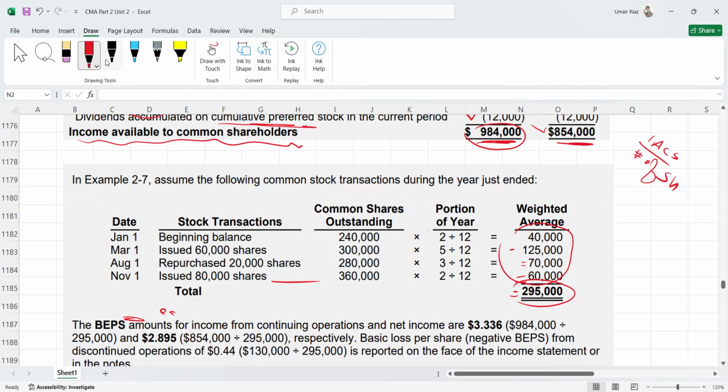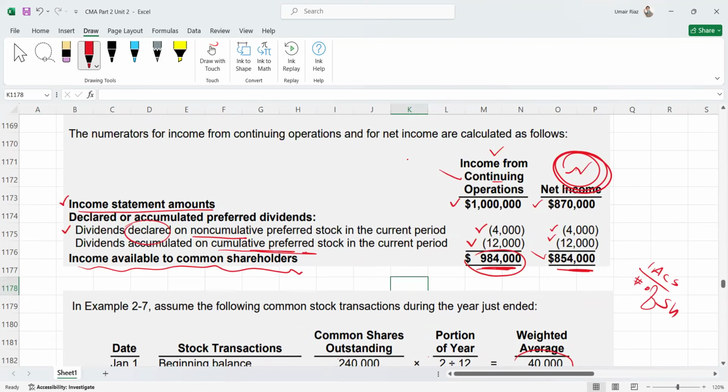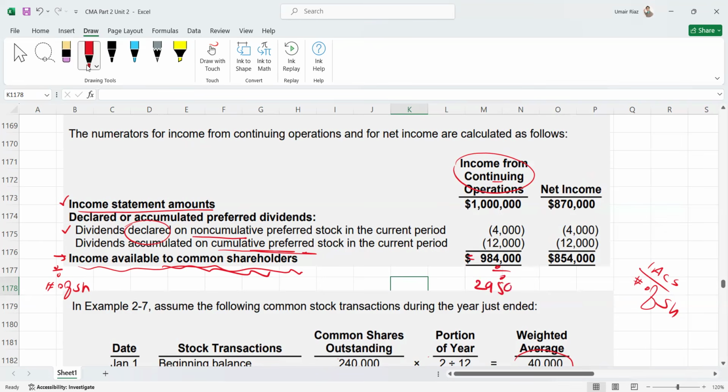Please, we have two figures now, and you have to show these two figures. The income available to common shareholders you already have here. Now simply we will divide it by the weighted average number of shares outstanding. Whenever you have continued and discontinued operations, we need these two figures. We need income available to common shareholders from continuing operations, which is 980,000, and we divide it by the weighted average number of shares, which is 295,000.